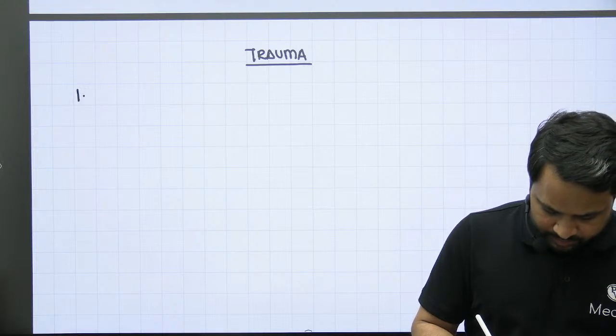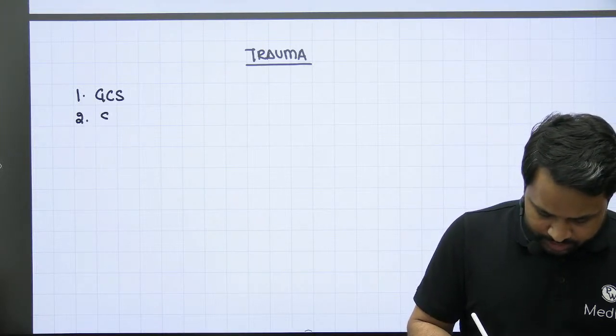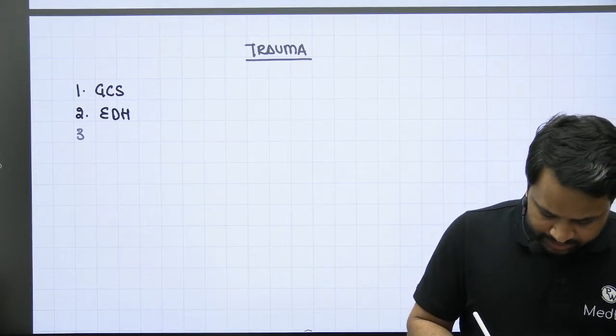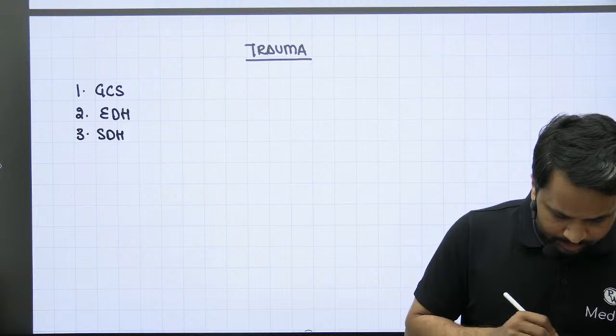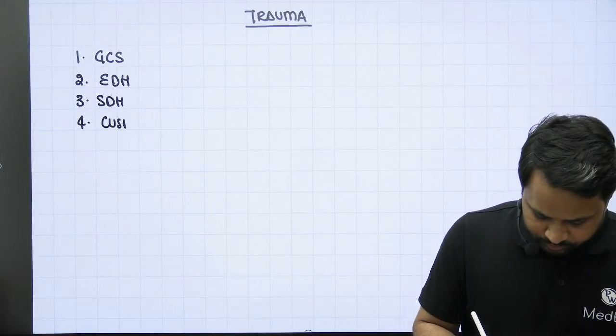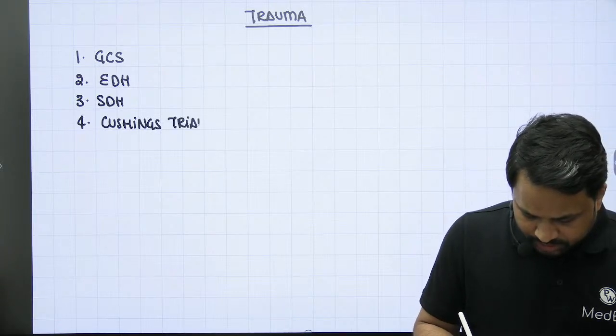The question number one, they've asked you a short note on the Glasgow coma scale. They've asked you about the extradural hemorrhage, that is EDH. They've asked you about the SDH, that is your subdural hemorrhage as well. And they've asked you on Cushing's triad. So all these are short questions that they've asked you.